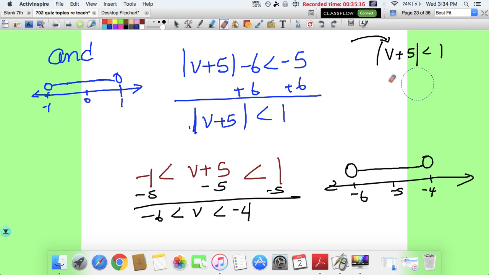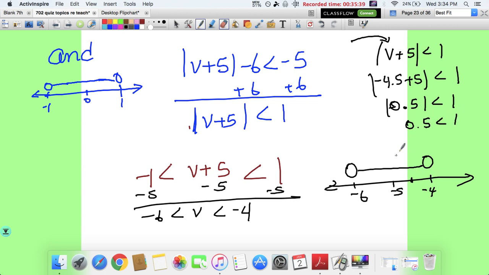Let's pick another number. Let's pick a decimal, negative 4.5. So the absolute value of negative 4.5 plus 5, less than 1. Negative 4.5 plus 5 is positive 0.5. And if we take the absolute value of 0.5, is that less than 1? It is less than 1. So the only values that will make this inequality true are values that are between negative 4 and negative 6. Okay? And we're done.